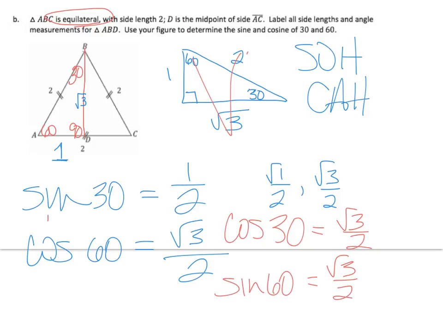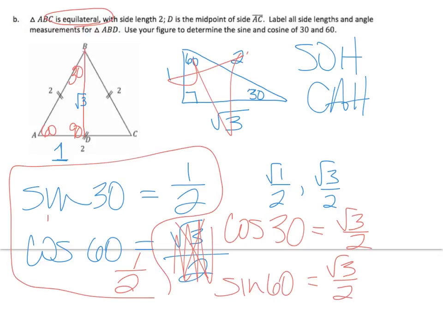You guys are probably giggling to yourselves right now. Cosine is adjacent over hypotenuse, so adjacent over hypotenuse is 1/2. Because these should be the same, duh, and these should be the same. Phew.